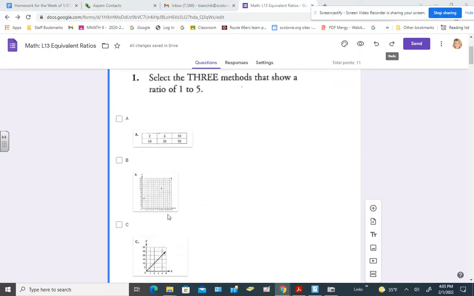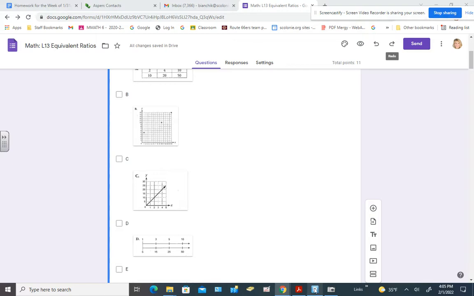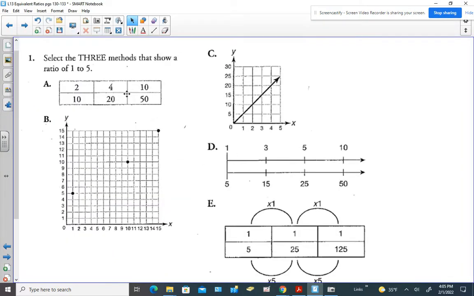And the problem with this is the images are a little small. So I thought what would be a good idea is let's look at it a little bit larger. So here it is, the same graphics shown in a larger setting. But what do they want us to do? They want us to select the 3 methods that show a ratio of 1 to 5.